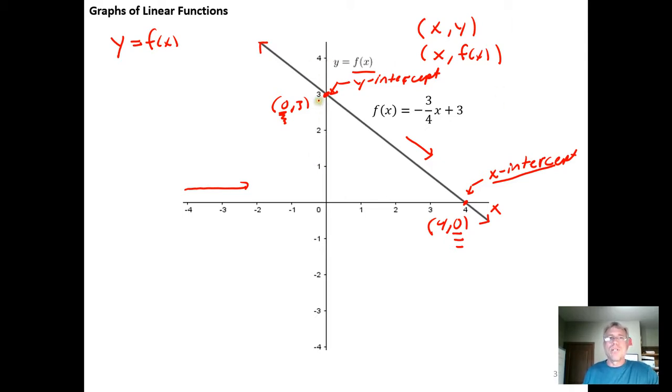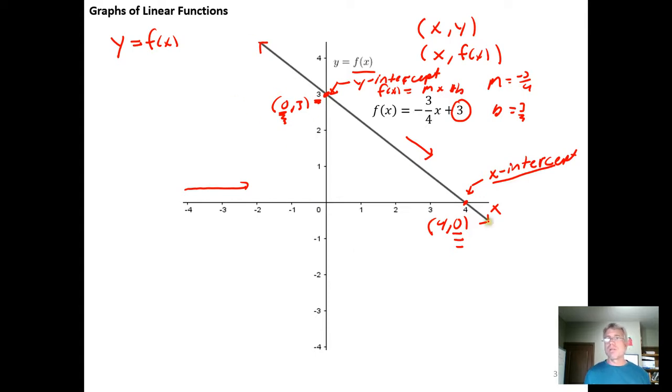Something else to notice here is that we have this function here in slope-intercept form, mx plus b. So in this particular case m is negative 3/4, and the b is 3, and this 3 right here corresponds to the value at which we cross the vertical or output axis, and that's always going to be the case. This value for b is going to give us the value at which we are crossing the vertical axis.